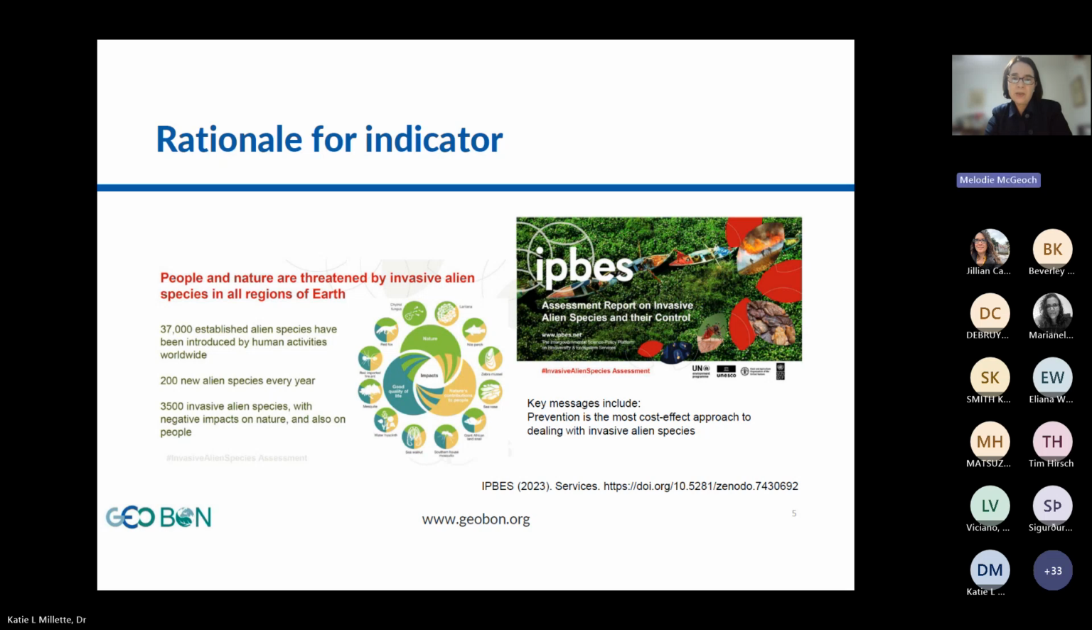The slower the rate of introduction, the more likely we are to be successful in our prevention efforts. So I think there's good reason for having this as a headline indicator, but again, acknowledging that there may well be the need for additional indicators, and I'll say a little more about that later. Next slide.